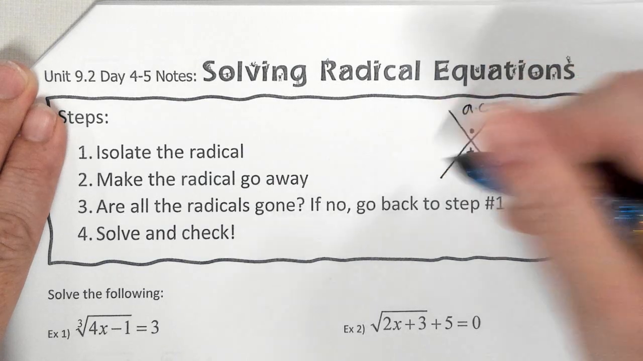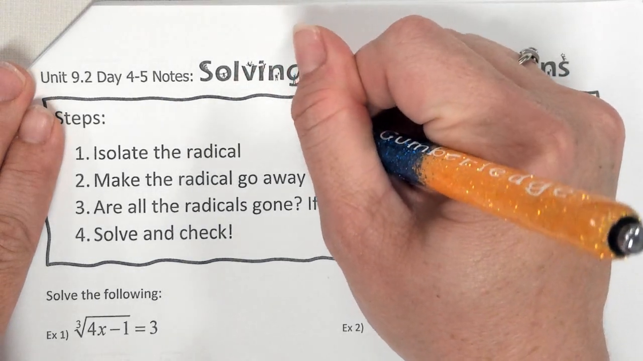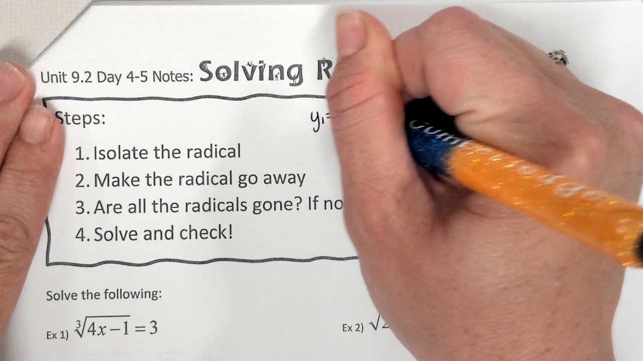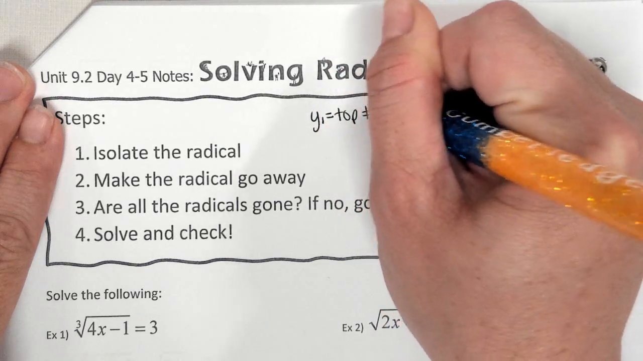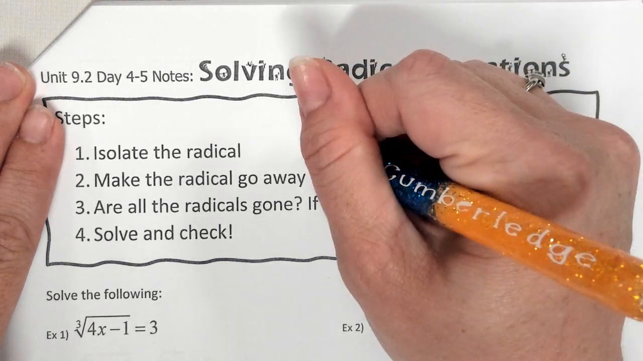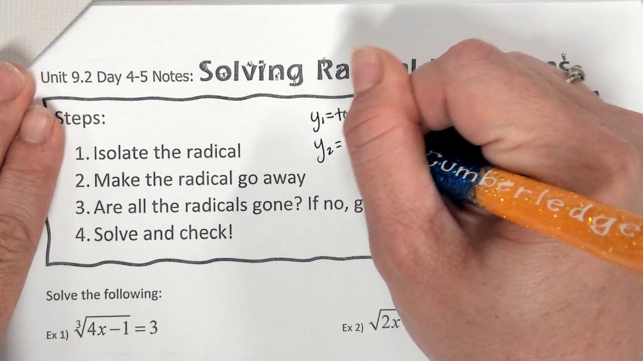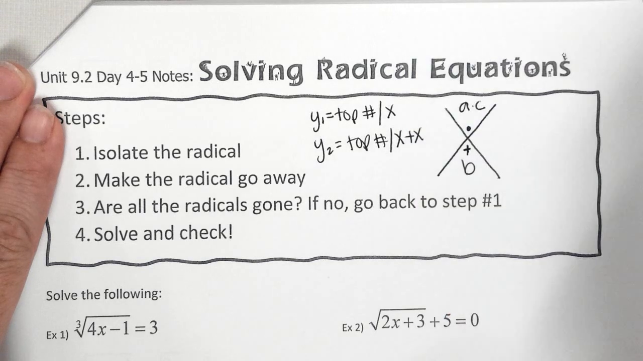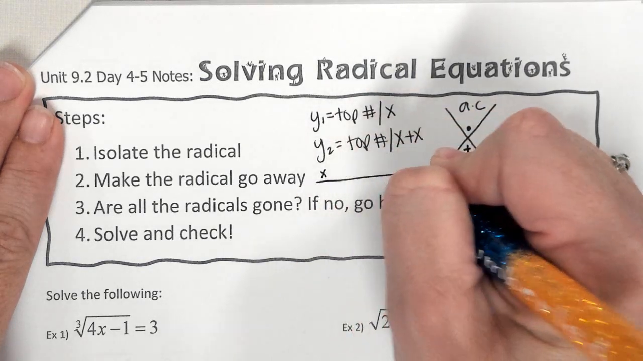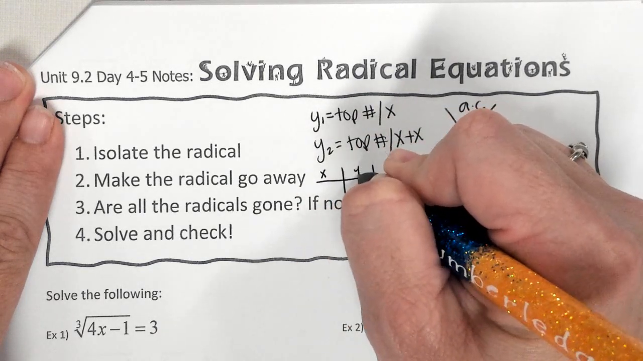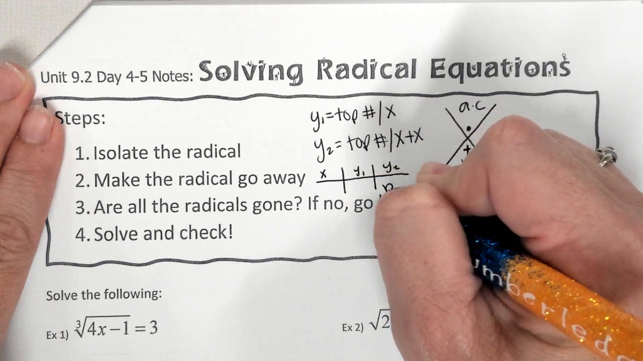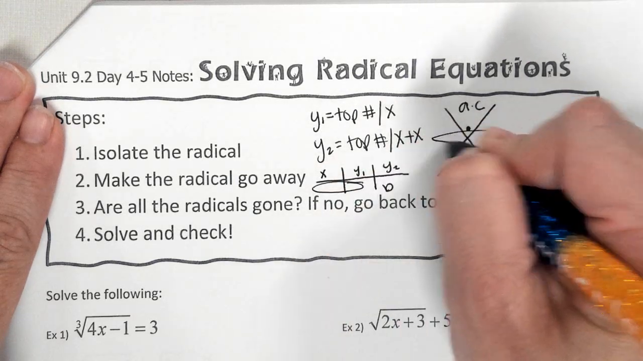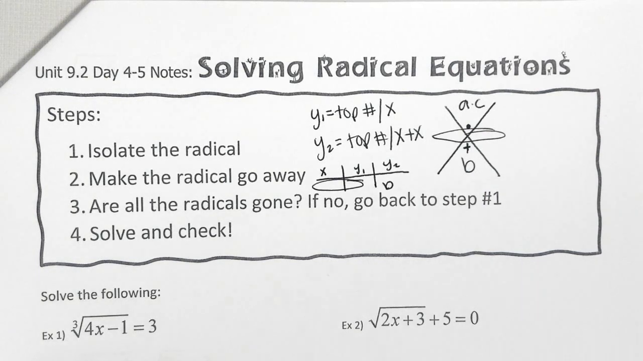And if you want to use the calculator trick, remember y1, it's your top number divided by x, top number divided by x plus x. And then remember, you go to your table and you look for your b and y2, and it's these numbers go here. Yes? Okay. So that's our little refresher.